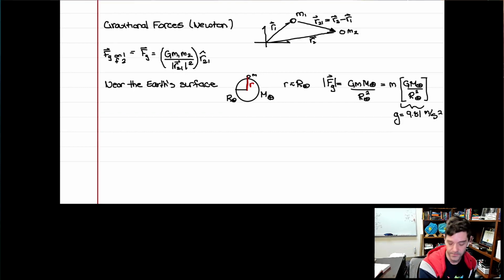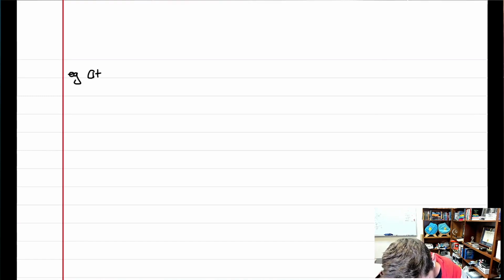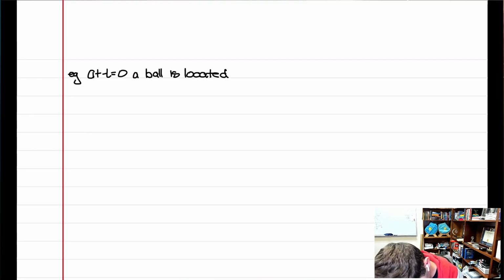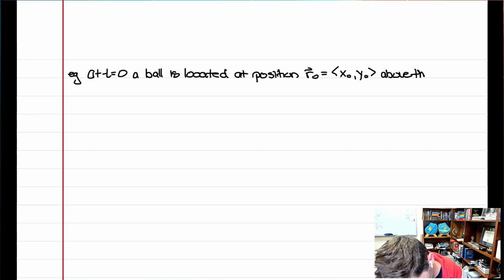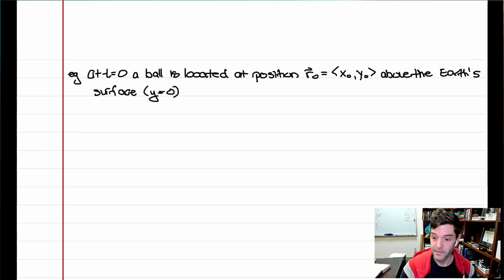With that in mind, let's move to the simple kinematic problem. Let me do it generally, because I feel like we have the sophistication to do this now. Let's see, at t equals 0, a ball is located at position r0, which I'm going to call, it's a 2D vector that is coordinates x0 and y0, above the Earth's surface, which the Earth's surface is kind of being defined as y equals 0 in this case.